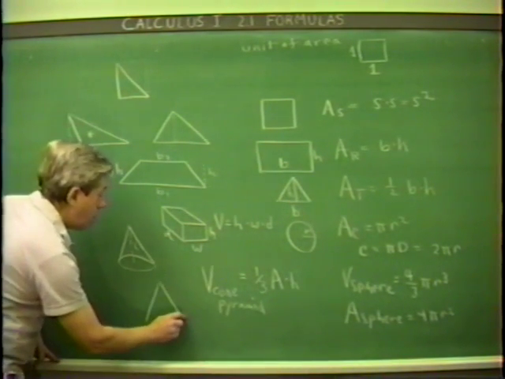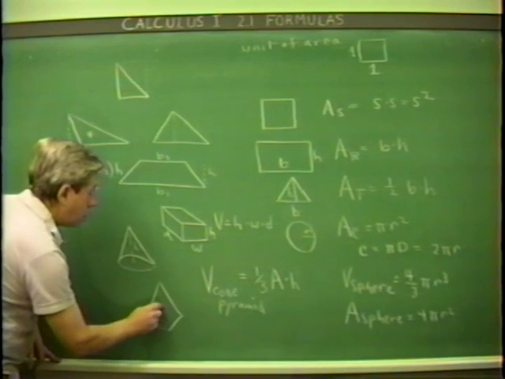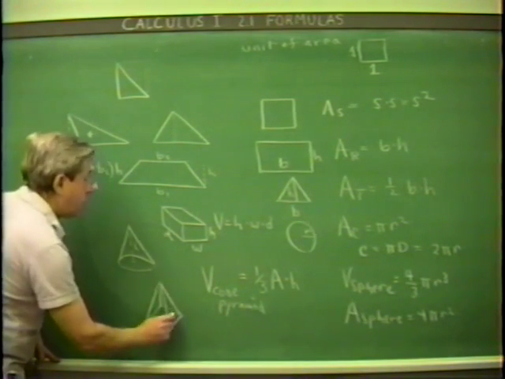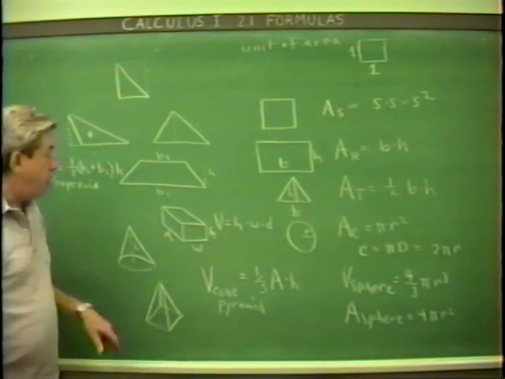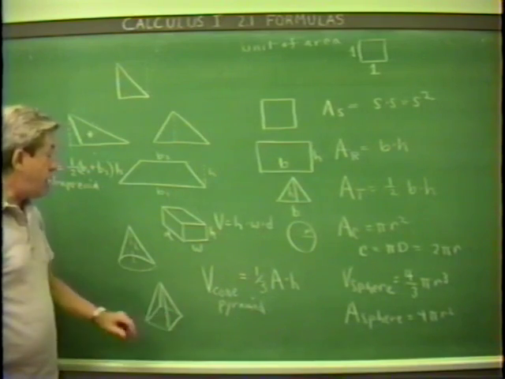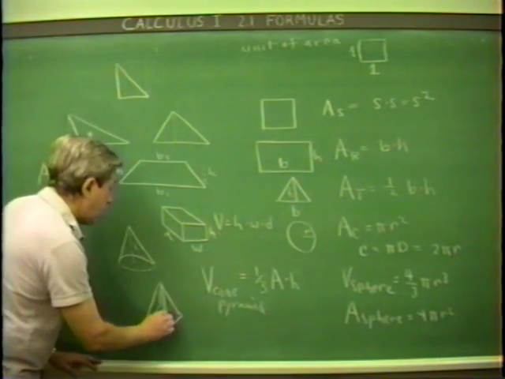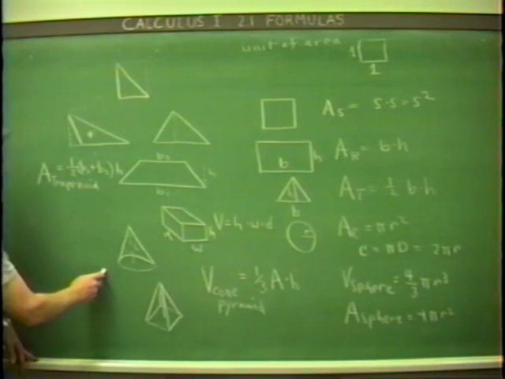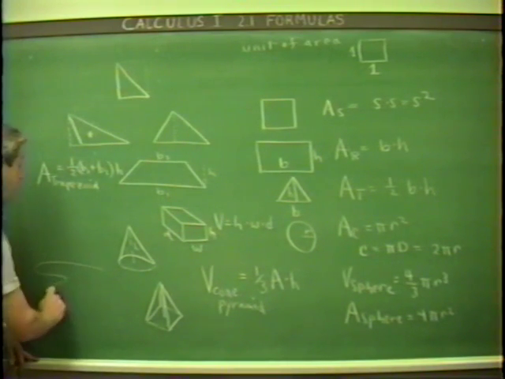A pyramid may look something like this. It's a pyramid with a square base. Then the volume is going to be 1/3. The area of the base is going to be the side squared times the height, which is the perpendicular height. This holds true in general, though, for even unusual cones.